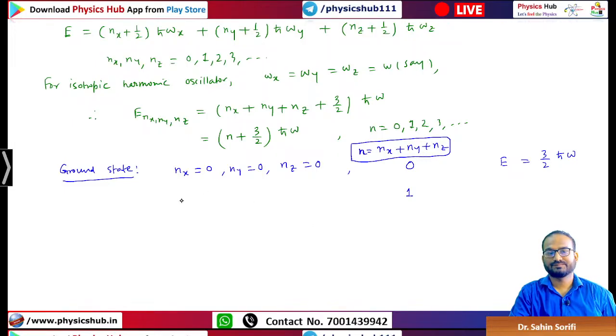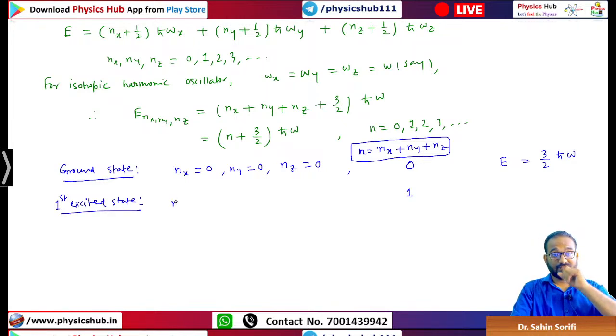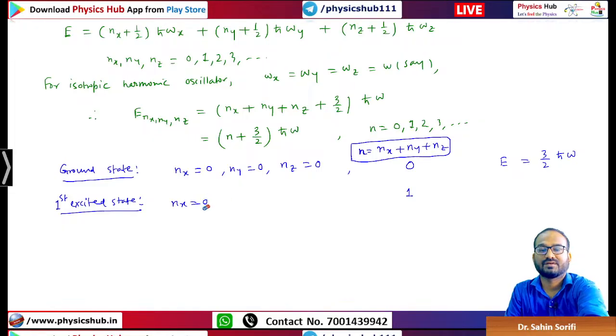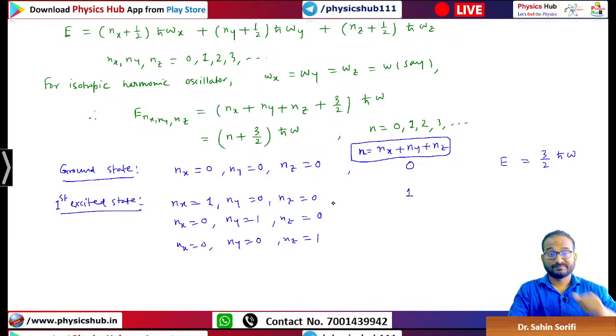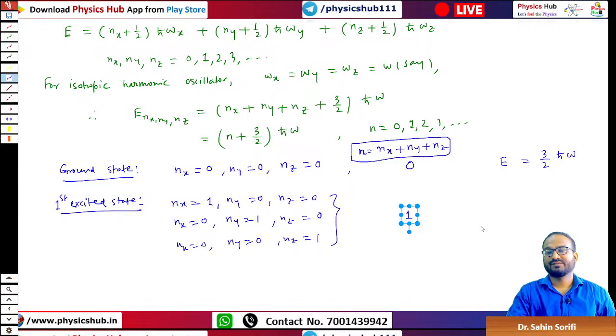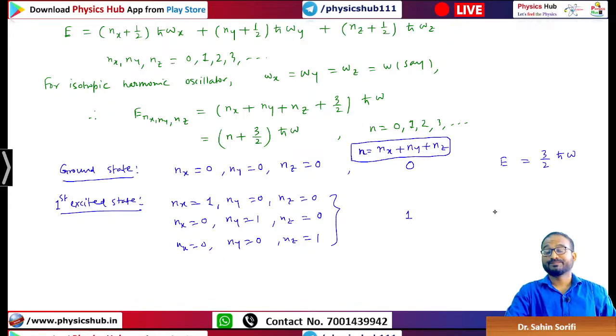So how is 1 possible? As you can see, this will give you the first excited state. So this is how you check: nx equals 1, ny equals 0, nz equals 0, then it is 1; nx equals 0, ny equals 1, nz equals 0; nx equals 0, ny equals 0, nz equals 1. So for all these cases, this is 1. And the corresponding energy, as you can see, how much? 1 plus 3/2, that is 5/2 ħω.